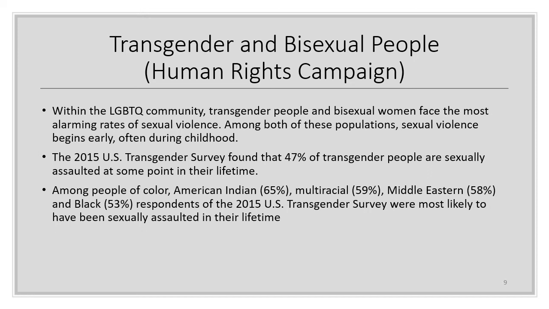Now, if you add in the intersection of transgender status and race and ethnicity, we find that for people of color who are also transgender, the rates go up much higher than what we find in other populations. So if you're transgender and white, the rates are a little lower than if you are transgender and, say, Native American, if you're multiracial, Black, and so on.